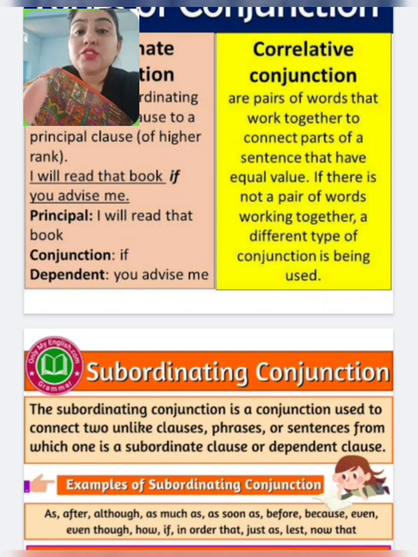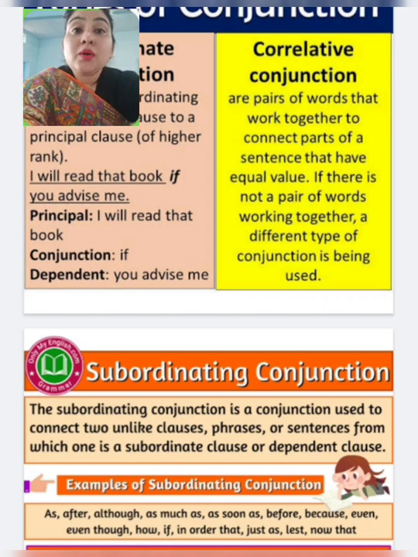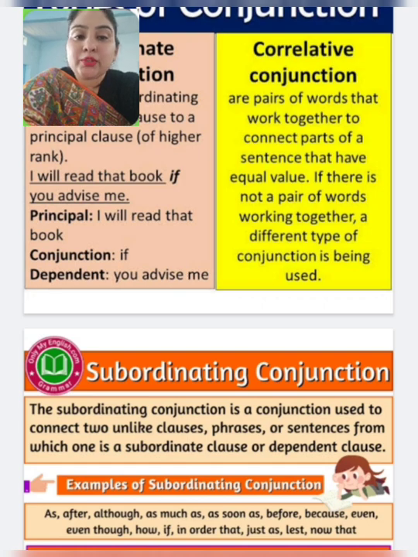Correlative conjunction. Now children, what is the meaning of correlative? Correlative का मतलब होता है जो pairs में काम करते हैं. Right? They always work together in pairs. They are pairs of words that work together to connect parts of a sentence that have equal value. If there is not a pair of words working together, a different type of conjunction is being used. Okay? For example, either, or, neither, nor.